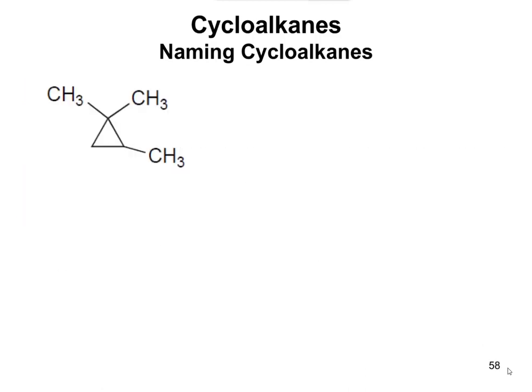Okay, so let's do a couple practice problems here and just practice naming these. So for this one, the first thing we're going to do is the parent chain. So this parent ring has 3 carbons. That's going to be cyclopropane, right? So cyclopropane takes care of that part that's circled.